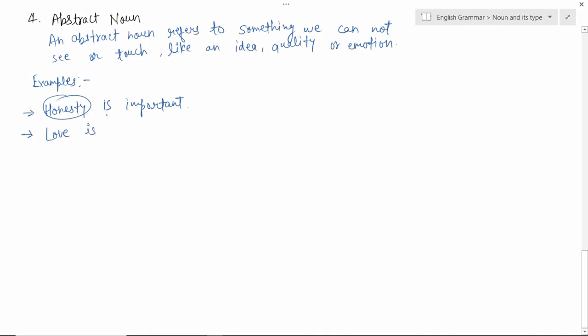Love is powerful. He showed great courage. Here, love and courage are abstract nouns. So let's move to the next type. Next type of noun is material noun.